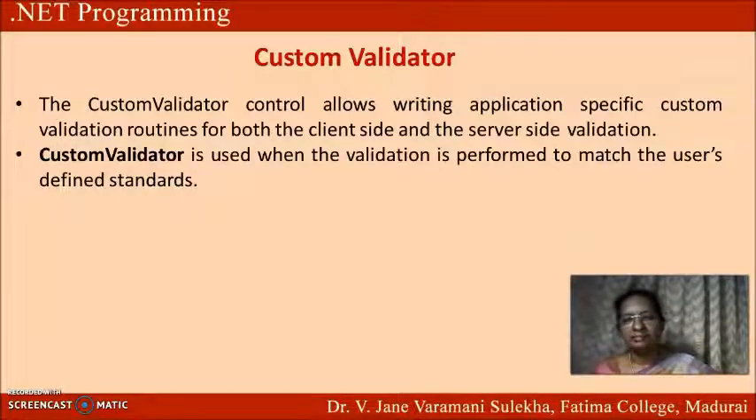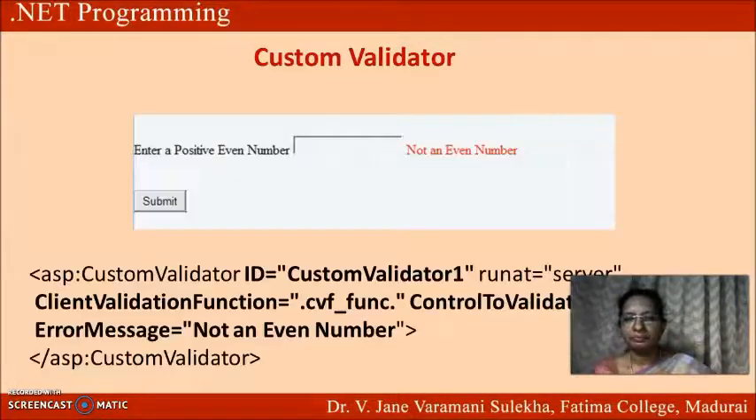The next one is custom validator. The custom validator control allows writing application specific custom validation routine for both the client side as well as server side validation. Custom validator is used when the validation is performed to match the user's defined standard. For example, we can create a function and we can use it for this custom validator. In this custom validator, we have to give ID, then the function name, control to validate, as well as error message. These parameters are a must.